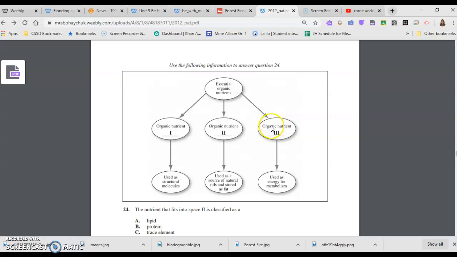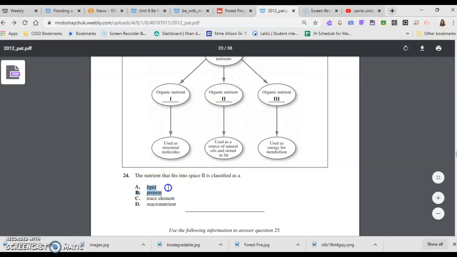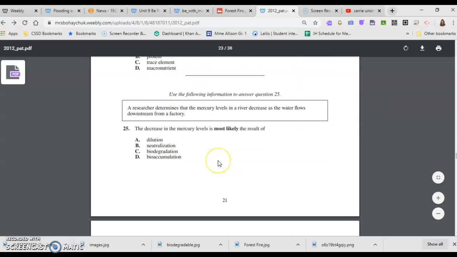Okay, so they put them backwards. Sneaky question writers. We have carbs, lipids, fats. Let's see what the question's asking for here. Which one fits in space 2? Lipids. There you go. If they had asked 1, we would have said B. Trace elements isn't done here, and macronutrient is all of them, so it has to be A.